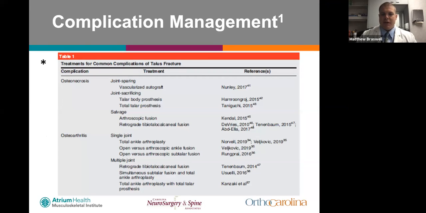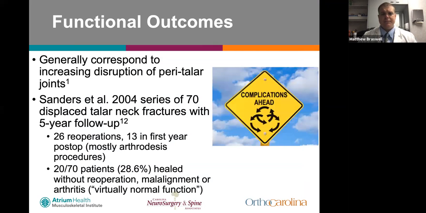Once you've exhausted your non-operative management, there are a lot of operative options, both joint sparing and sacrificing, and salvage options for AVN and arthritis. I'm not going to go fully into these today, but there's a lot of innovation happening in this area.